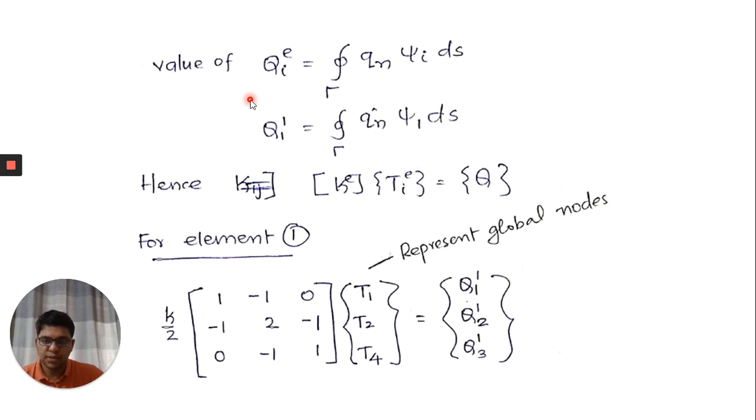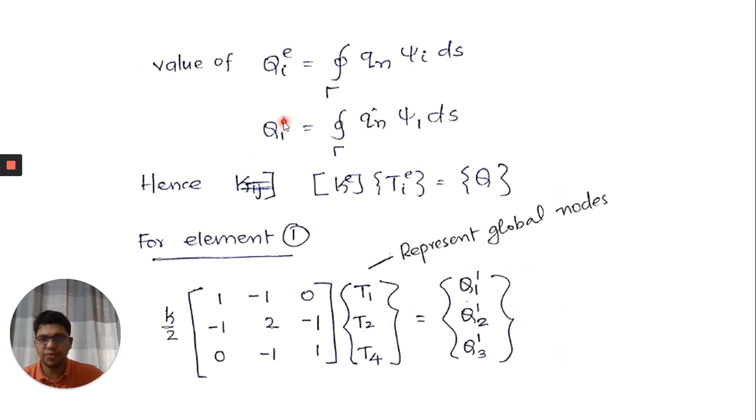Now we need to find out what is happening on the right side. The heat generation term will be equal to 0. Now we have only the heat flux term on the right side of the equation. So Q i superscript e: e represents the element number and i represents the local node number. That will be equal to the integration over the boundary of Qn psi i ds. Qn represents the normal heat flux, and psi i represents the shape function, ds.